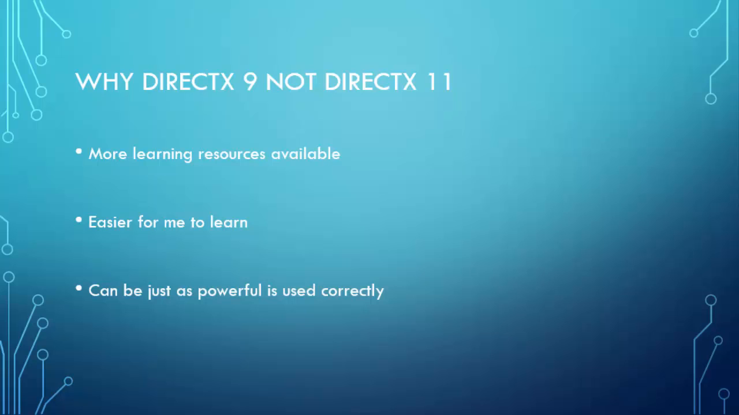So why am I using DirectX 9 and not DirectX 11? Mainly, there's more things for me to learn off. I'm doing this tutorial series as a complete beginner, and everything I learn, I would teach on the tutorial series as I go along. It's easier for me to learn with there being more resources. It's been out longer, so you're not going to get any unexpected updates to the API and stuff. And from what I've seen with people using it, you can get DirectX 11 level graphics from DirectX 9 if you use it right. And I will get into these kind of things later in the tutorial series.